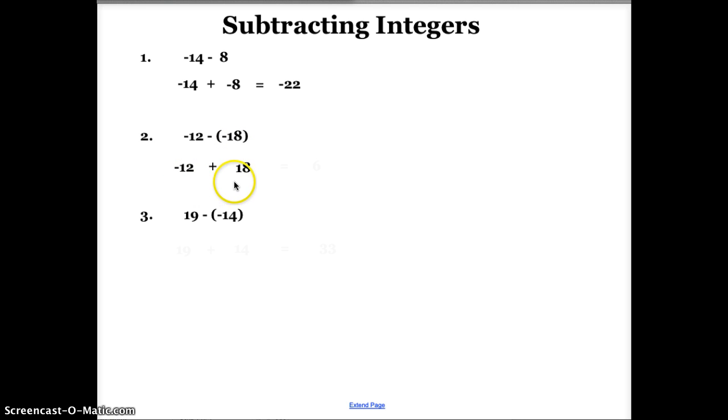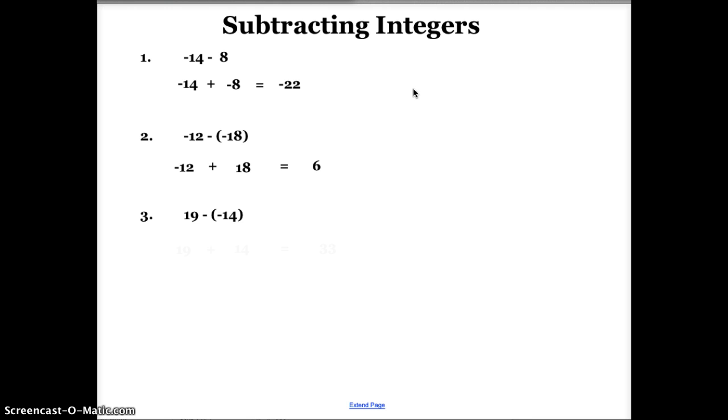And now I ask myself, do they work together or against each other? In this case, they work against each other. And the positive wins because 18 is bigger than 12. When they work against each other, I subtract them. 18 minus 12 is 6. And since the positive wins, the answer is +6.